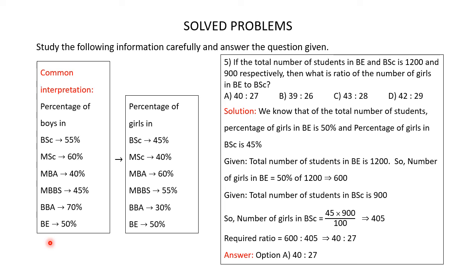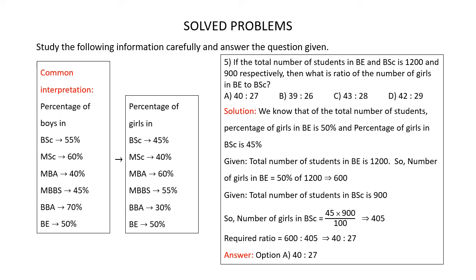Based on this information from the common interpretation of the data from the given radar graph, let's answer the given question. If the total number of students in BE and BSc is 1200 and 900 respectively, then what is the ratio of the number of girls in BE to BSc? You are given four options here and you have to find out which of these options is the correct one.